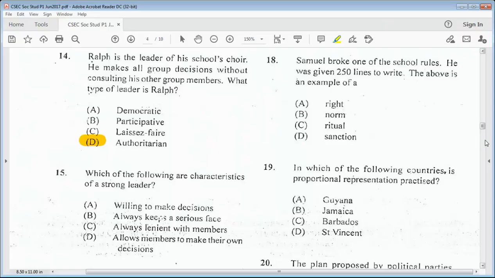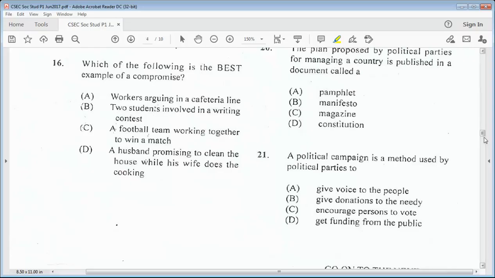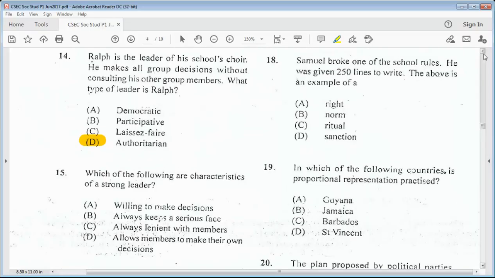Which of the following are characteristics of a strong leader? A, willing to make decisions. B, always keeps a serious face. C, always lenient with the members, or D, allows members to make their own decisions. Now, a strong leader.